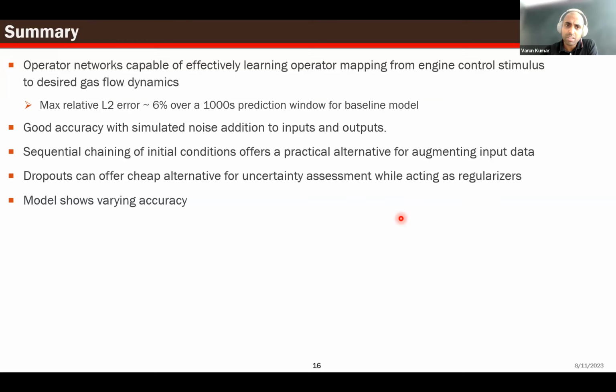We have used dropouts as a cheap alternative for uncertainty assessment, and also as a regularizer for our network. The limitation that we have is the model is not equally accurate in all sections of the data, so the accuracy varies in different sections.